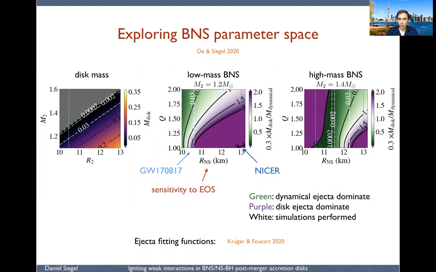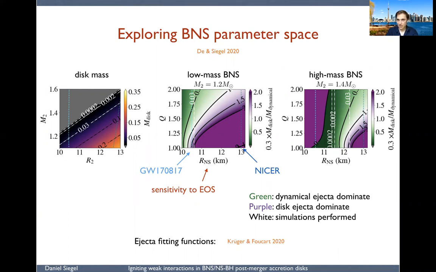If you look at low mass binary neutron star systems, in the middle and on the right we're plotting the total disk ejecta that we expect relative to what we expect in terms of dynamical ejecta. Purple means that disk ejecta dominates, while green means that dynamical ejecta dominates. For a low mass neutron star system, where the lighter neutron star has a mass of 1.2 solar masses or so, essentially across the parameter space, mostly irrespective of the mass ratio, which is on the y-axis here, disk ejecta dominates over all the other ejecta types. We don't include winds here, so that's an additional complication and a caveat, and I'm happy to discuss this. For simplicity, we just don't include that here.